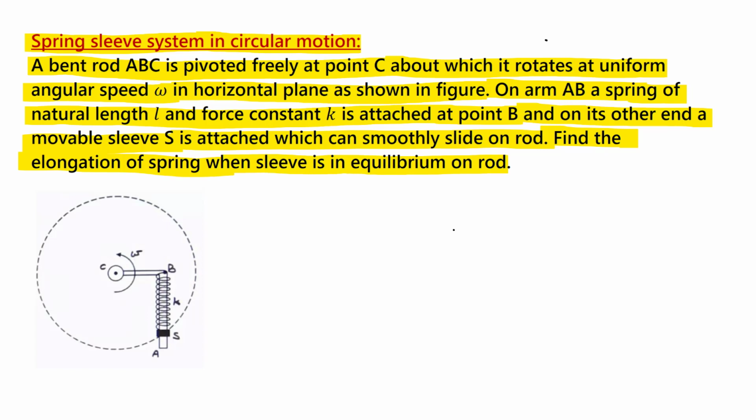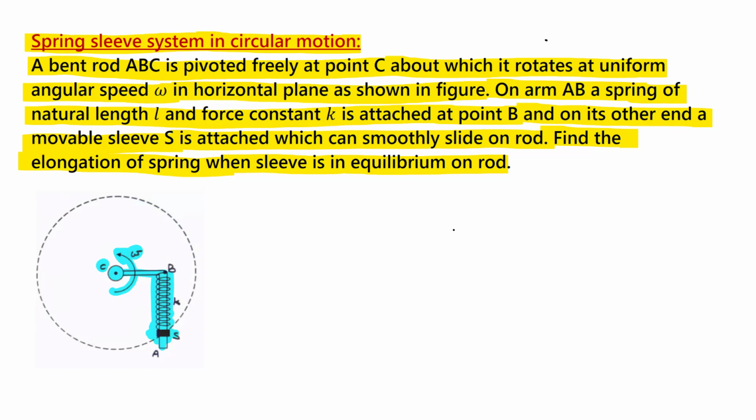So we have been given an L kind of rod. So this is the rod, L type rod, and on this rod there is a spring. So this is the spring and there is a sleeve, and this sleeve can freely move on this rod, and this L type rod is rotating with angular velocity omega. This is fixed at point C. So motion is happening perpendicular to the plane of the figure, and all this motion is happening in a horizontal plane.